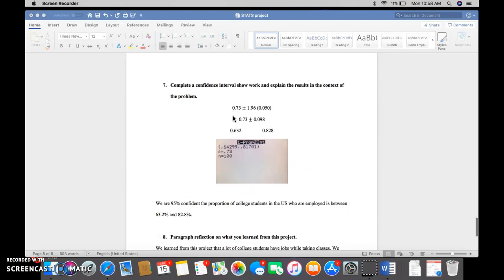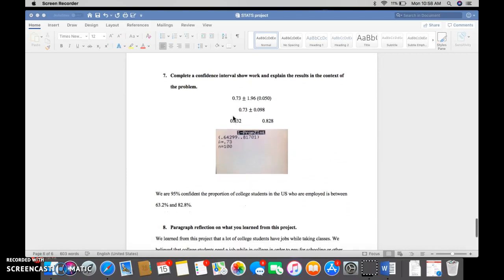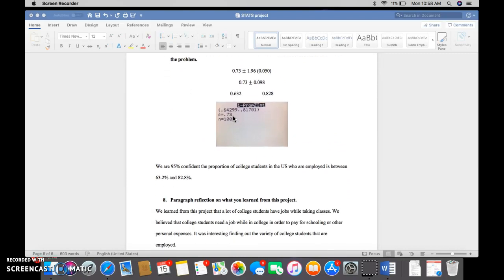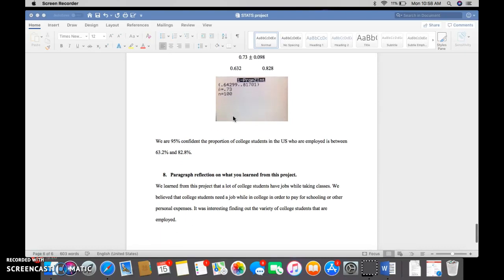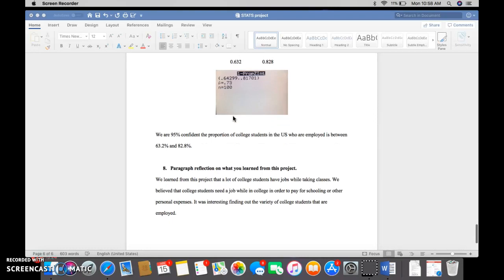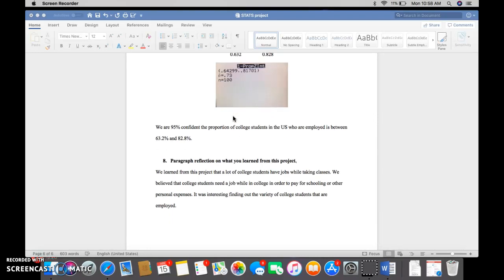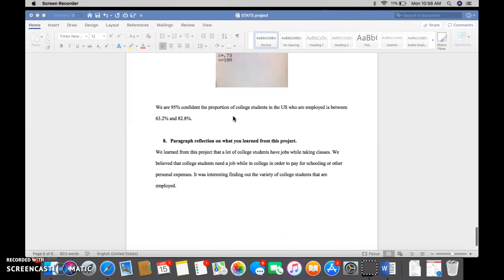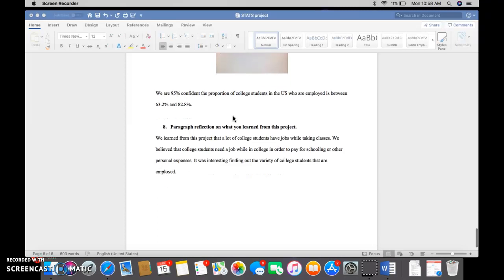The confidence interval is we are 95% confident the proportion of college students in the US who are employed is between 63.2% and 82.8%. And finally, to conclude our project, we learned from this project that a lot of college students have jobs while taking classes. We believe that college students need to have jobs while going to college in order to pay for schooling and other personal expenses. It was interesting to find the variety of college students that are actually employed.